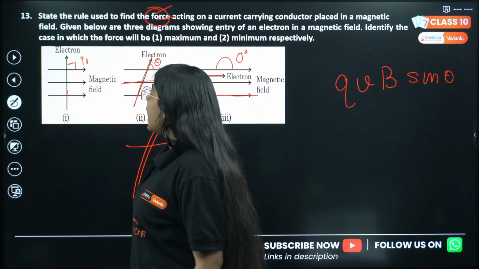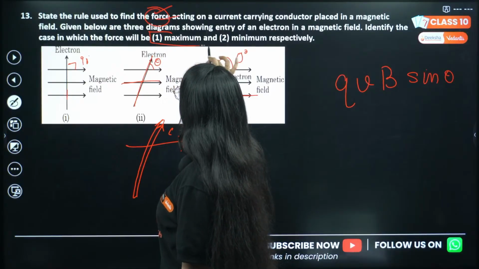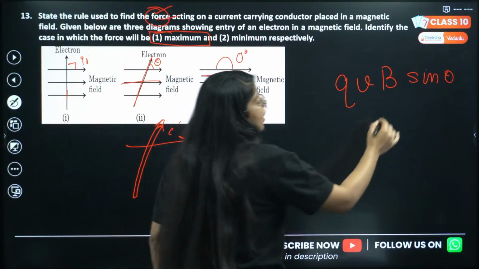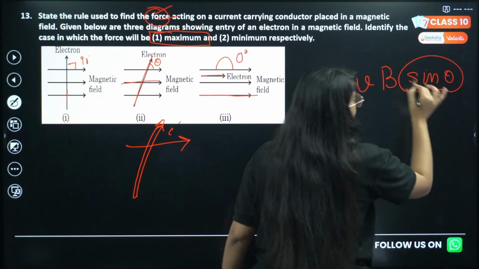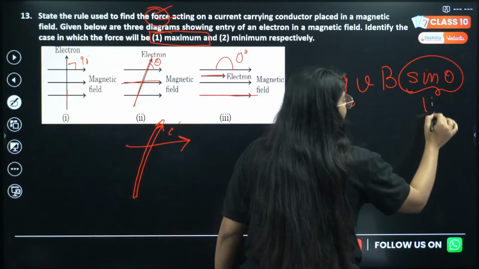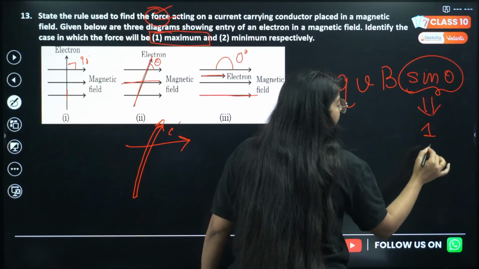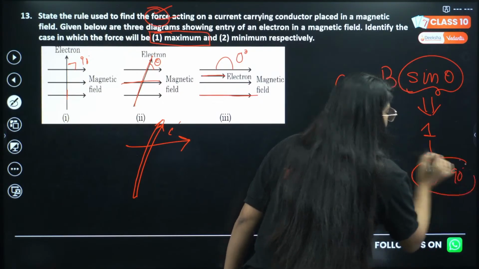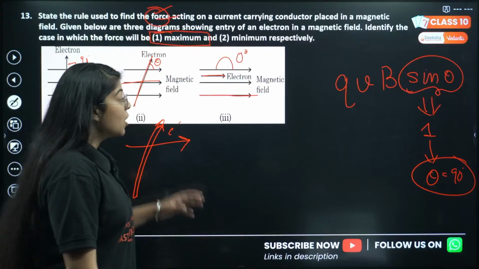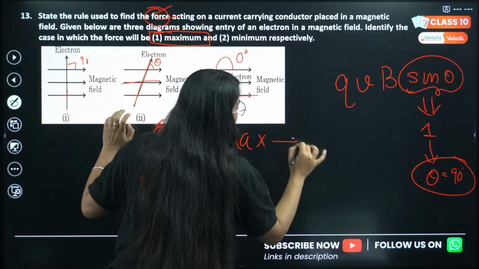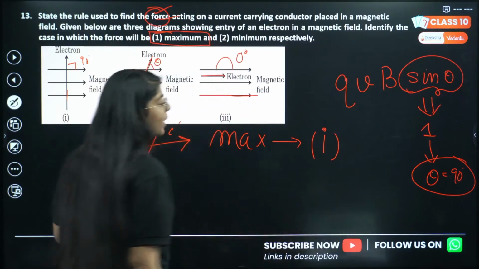Correct? And they are asking in which case the force will be maximum. Now for maximum force, sine theta should be maximum, and the maximum value of sine theta is 1 at an angle of what? At an angle of 90 degrees. Correct? So the maximum force will be in the first part.